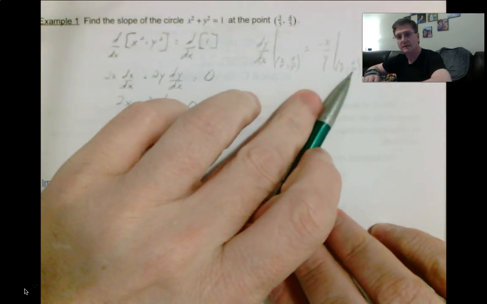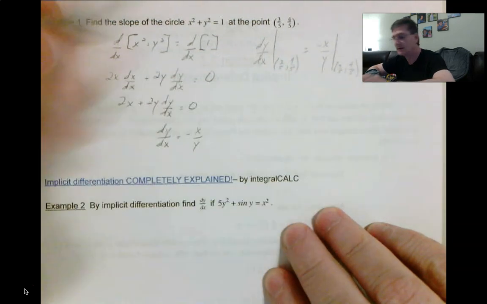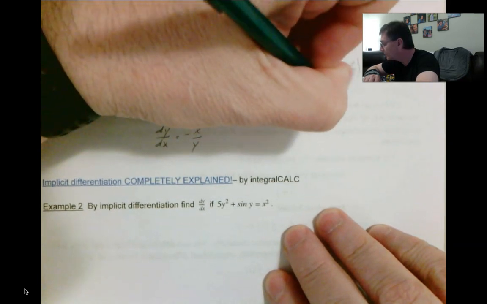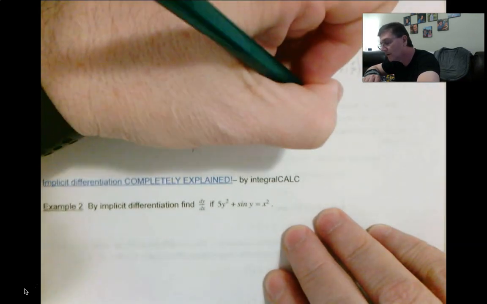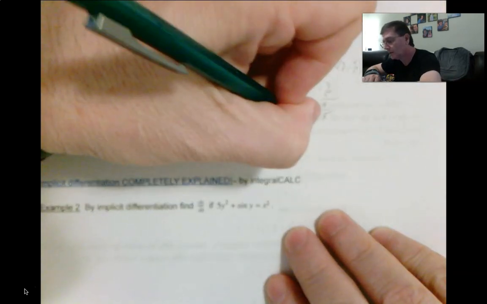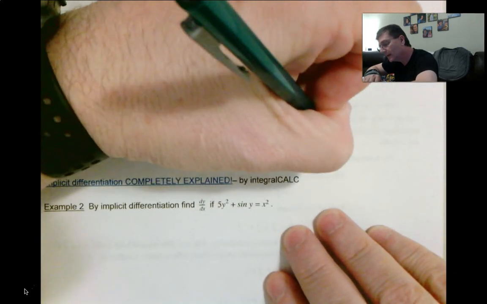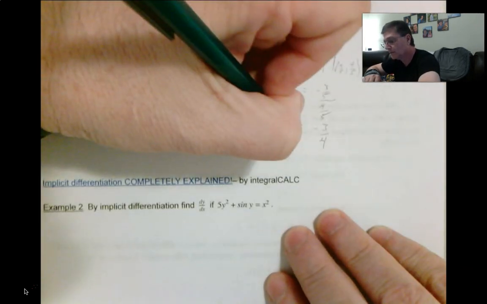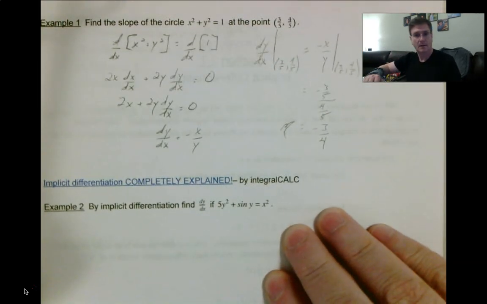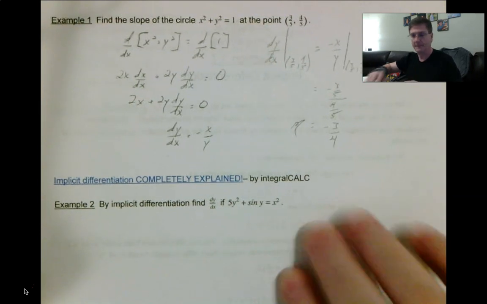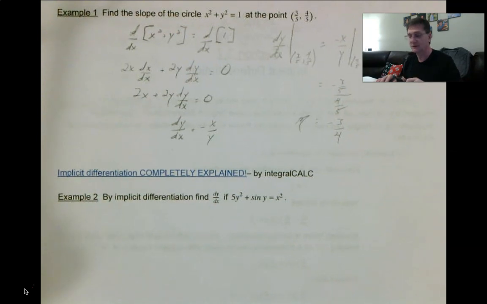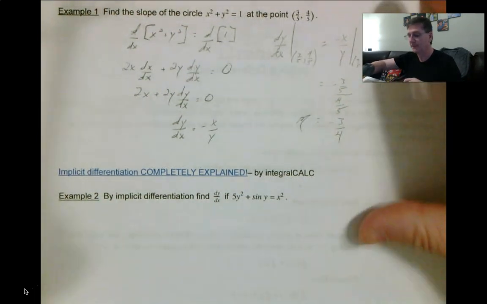Again, this is x, this is y, so I can plug these in. It equals negative 3/5 over 4/5. Deal with this complex fraction, and we get negative 3/4, which is the slope of this circle at that point. Again, another video that you should watch if we don't have time to watch it in class. You should watch it here.